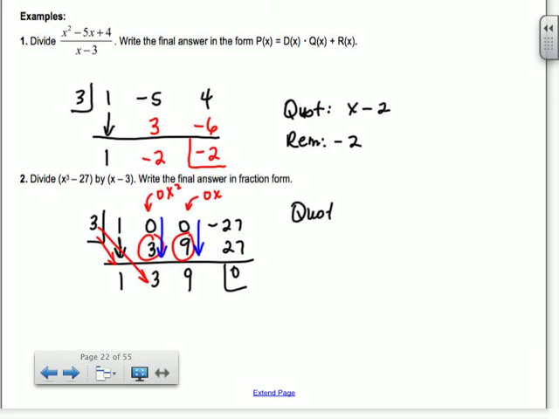Okay, so that means my quotient would be 9, 3x, x squared. So I'd have x squared plus 3x plus 9. Again, look at your original. You divided an x cubed by an x, so you're going to end up with something with x squared. And your remainder is 0.